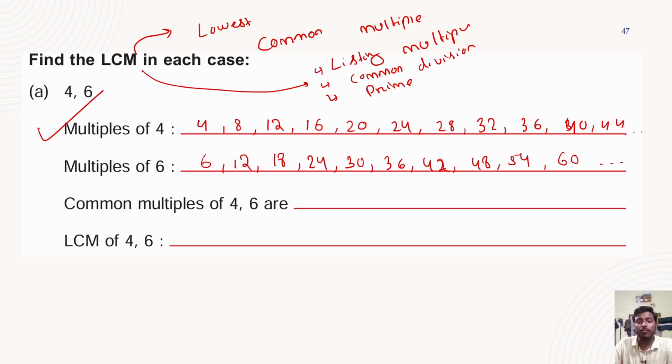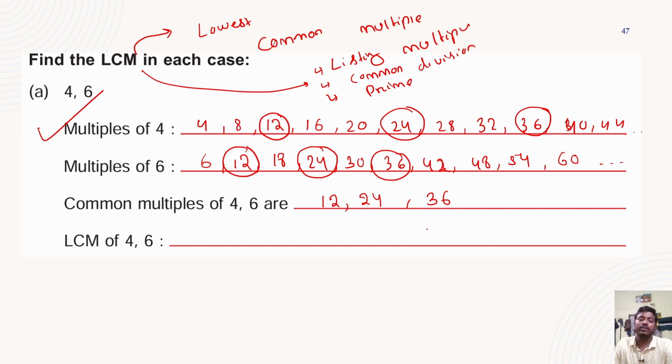So tell me which one is common. Now 12 and 12 is common, so first we write down 12. 24 and 24 is common, then write down 24. Then 36, 36 is common, write down 36. Now the question is LCM of 4 and 6, and L means lowest. Then which one is the lowest common multiple? 12. So the answer is 12. This is the listing multiple method.